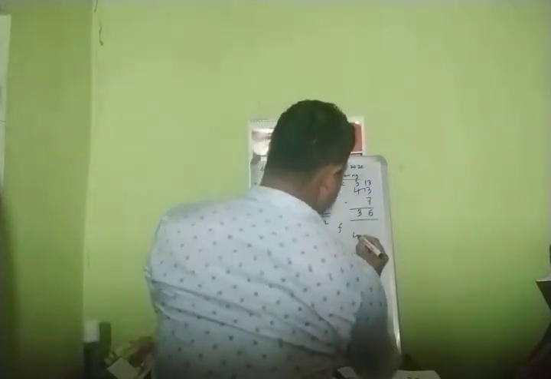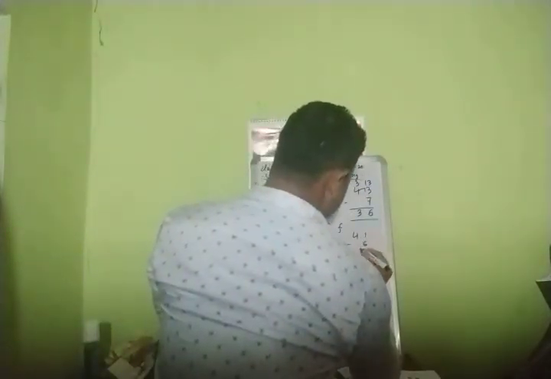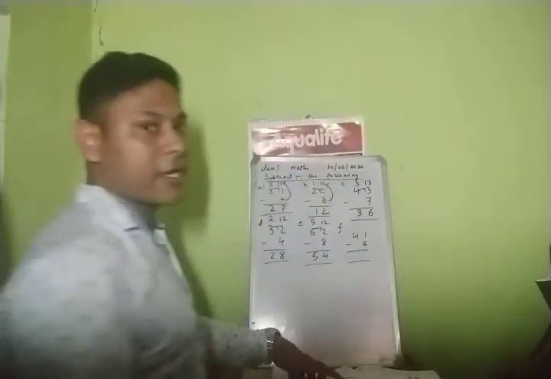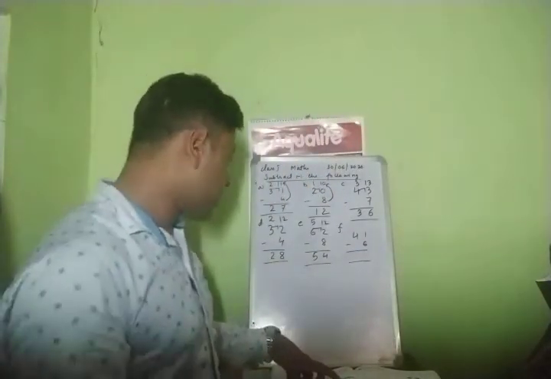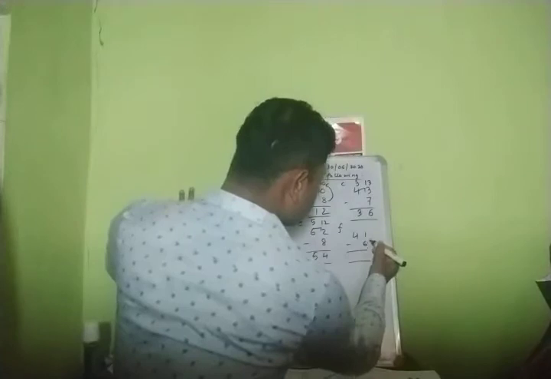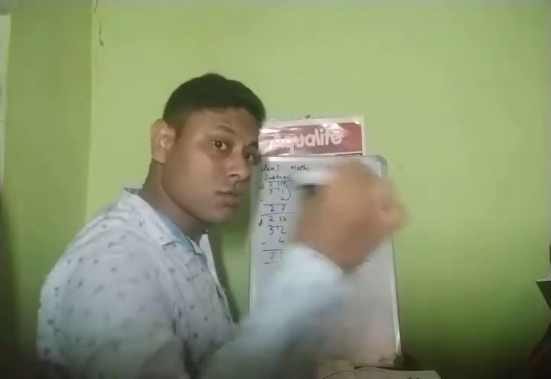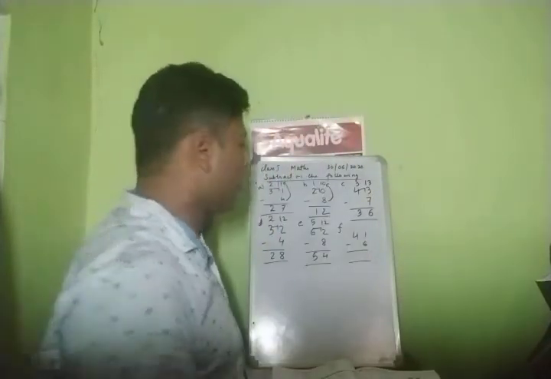41 minus 6. Now, can you go from 6 to 1? Can you count from 6 back to 1? No. What do you have to do?